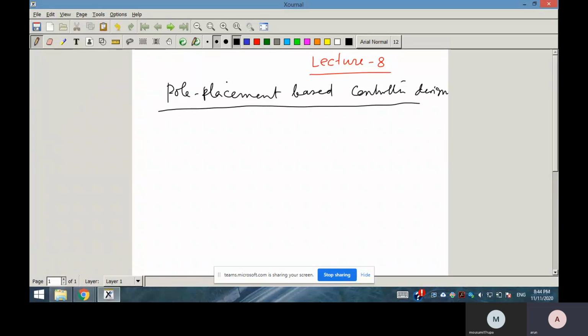So the first I will consider is 1 degree of freedom, dynamic output feedback control. Okay, so this is the feedback configuration that I will be using. Why is it called 1 degree of freedom? That also I will be discussing.